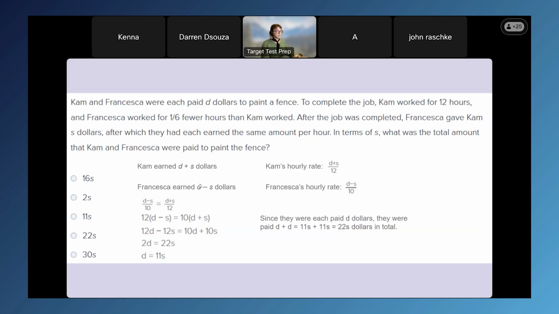So that is how I'm setting up these two equations, after which they had each earned the same amount per hour. I had just read through it and I didn't really do the math on it, but Cam worked for 12 hours and Francesca worked for 1/6 fewer hours. So that's how I know that Francesca worked for 10 hours, because that is 1/6 less than 12.